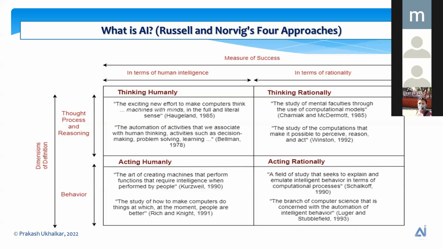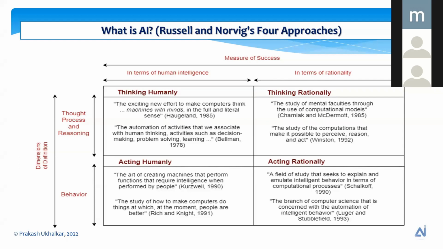Also, 2 of them are based on thought process and reasoning, and 2 are based on human behavior, basically the behavior of humans or machines. So they categorized all these definitions into 4 approaches: thinking humanly, thinking rationally, acting humanly, and acting rationally. So let us look at these definitions more closely. Thinking humanly.